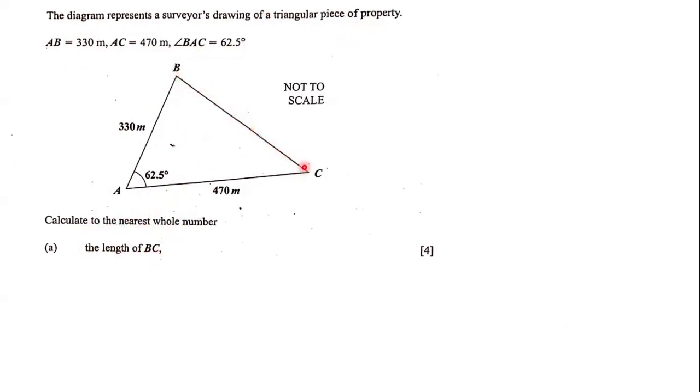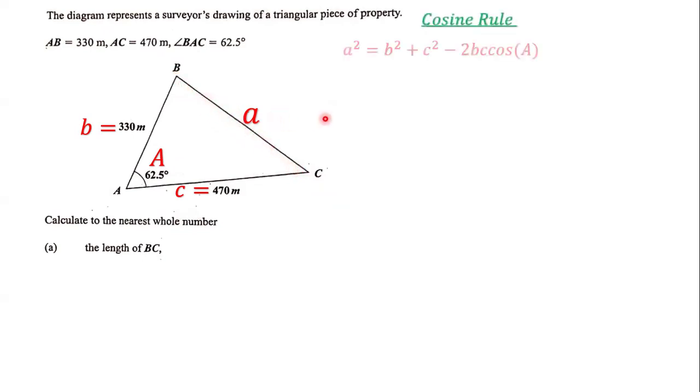This is the side BC that we need to figure out the length of, correct to the nearest whole number. The first thing that we're going to do is label this triangle. We're going to call the missing side small a, in light of the cosine rule, because this is the cosine rule for finding the missing length. Small a is equal to the missing side. And so BC in this case is the missing side, so we call that small a.